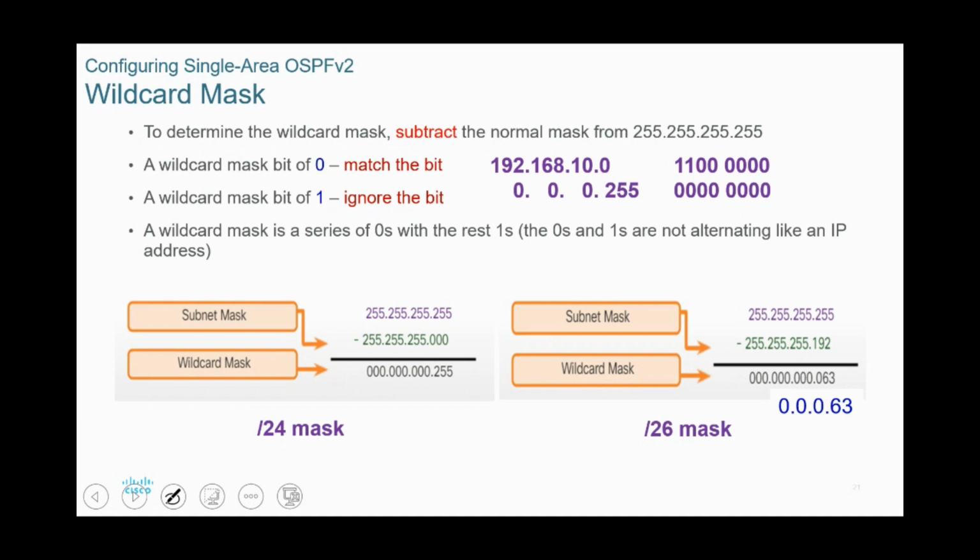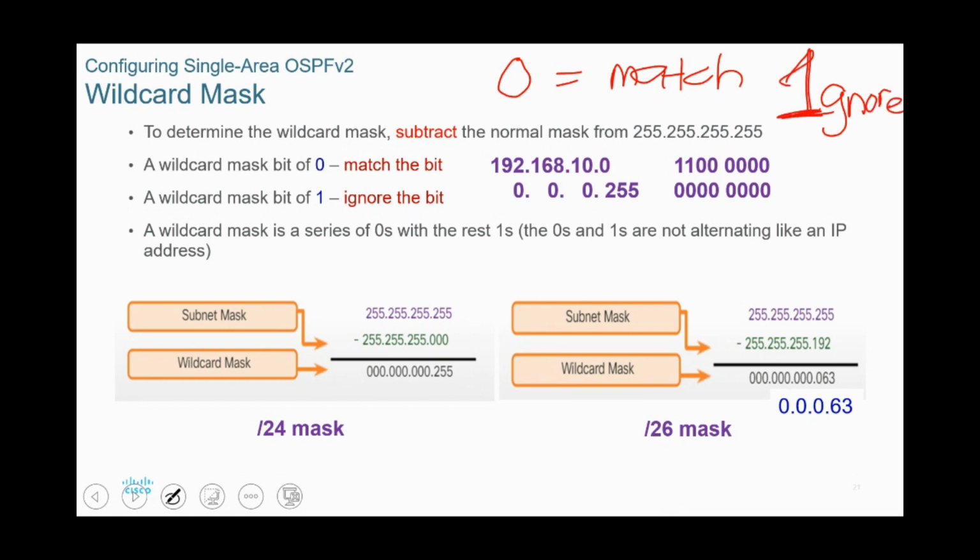How do you determine the wildcard mask? To determine the wildcard mask, you subtract your subnet mask from the normal mask, which is 255.255.255.255. In a wildcard mask, a bit of 0 means match and a bit of 1 means ignore. So always remember that if the wildcard bit is 0, it will match your IP address, but if it is 1, it is ignored. This is very easy to remember.